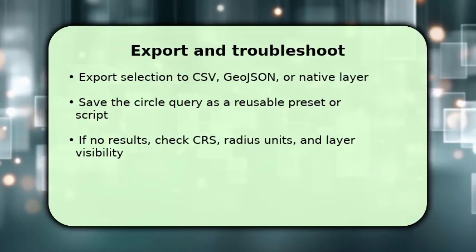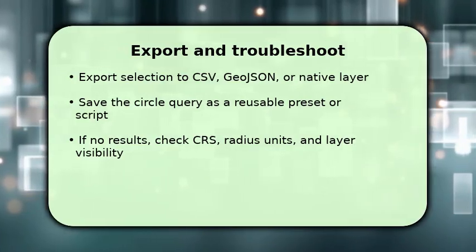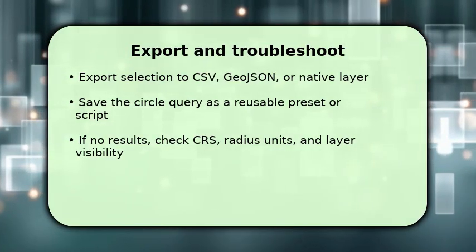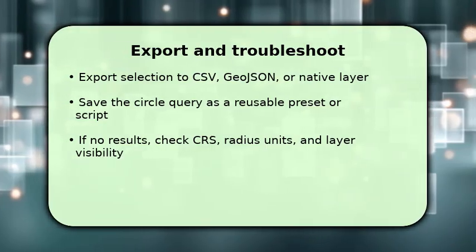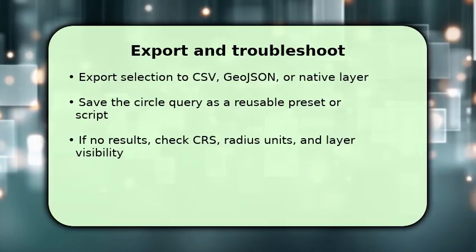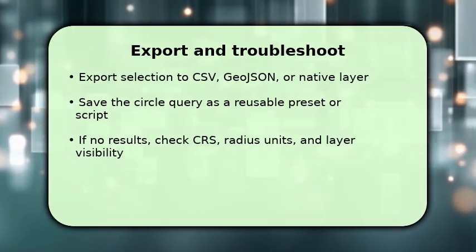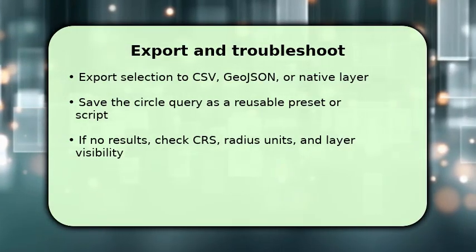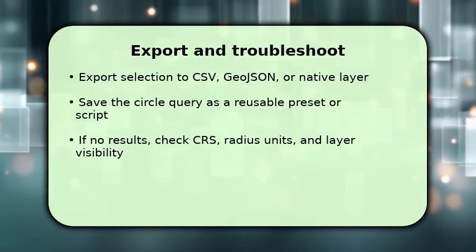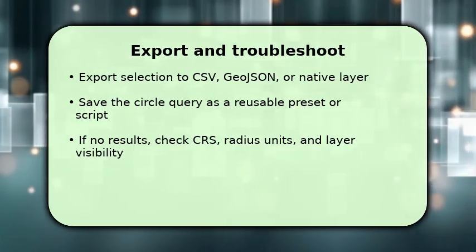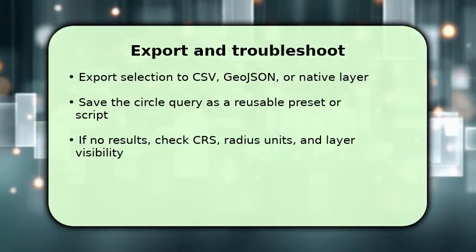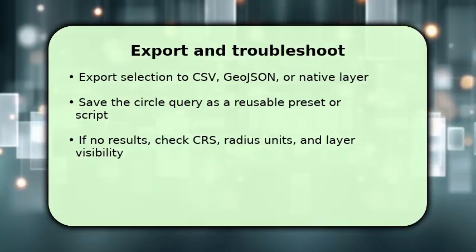Save the circle parameters as a preset so you can rerun identical searches quickly. You can also script the query for batch runs. If you get no results, verify coordinate reference systems match, confirm radius units, and ensure the layer is visible and queried. If performance stalls, reduce complexity or increase spatial index granularity to resolve slowdowns.